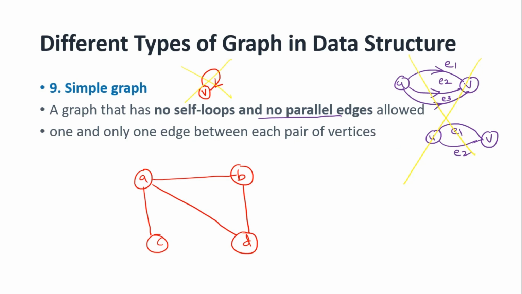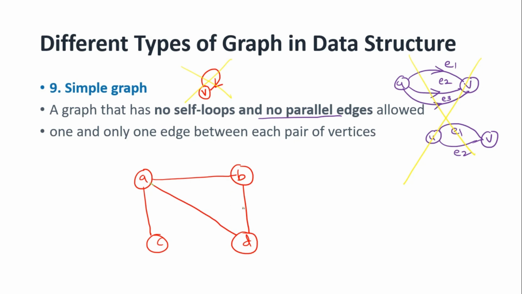If in a graph you do not have any kind of self loop or parallel edge, then that is called a simple graph. Now here I do not have any self loop. Again, between any two vertices I have just a single edge, no parallel edges, no multiple lines, no multiple edges.